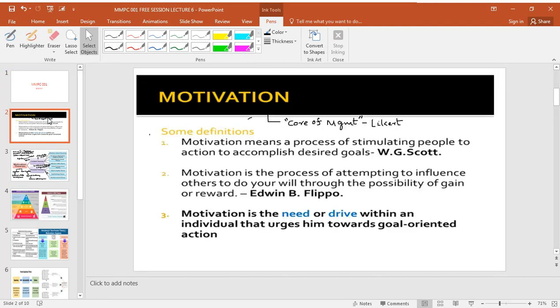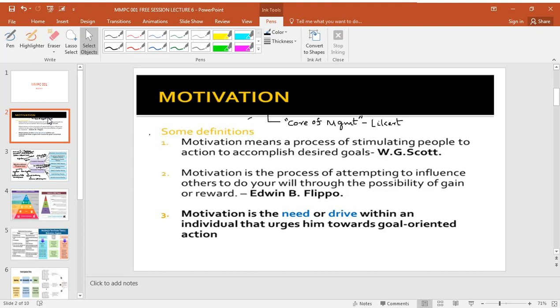So, what do you mean by motivation? According to Likert, motivation means it's a core of management. Motivation means a process of stimulating people to accomplish desired goals. There are certain definitions for motivation. So that is, it means a process of stimulating people to action to accomplish desired goals.